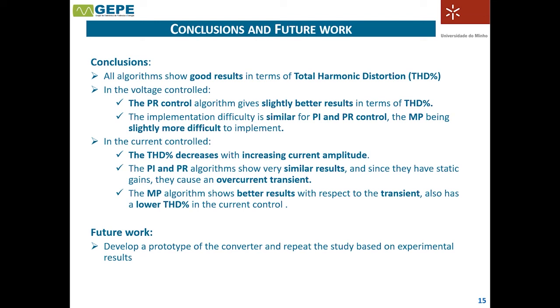In current control, the PI and PR algorithms show very similar results, and since they have static gains, they cause an overcurrent transient in the current reference change because the error is too high at this instant. The MP algorithm shows better results with respect to the transient. It also has a lower THD in the current control. Nevertheless, it should be noted that this algorithm only works well with a good model of the electrical system, which depending on the case can be difficult to obtain.